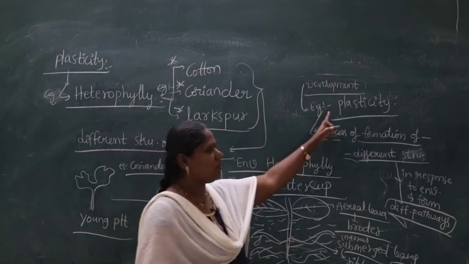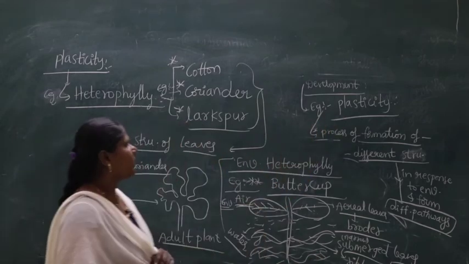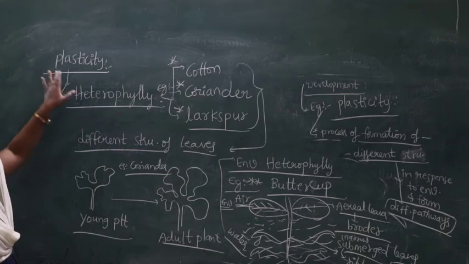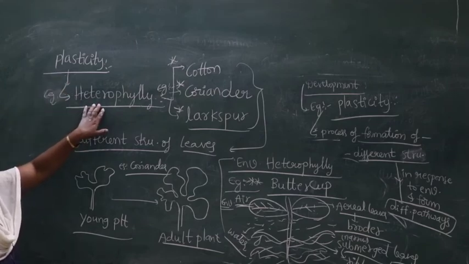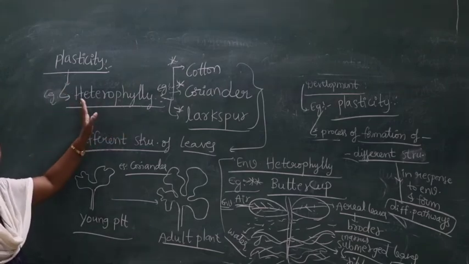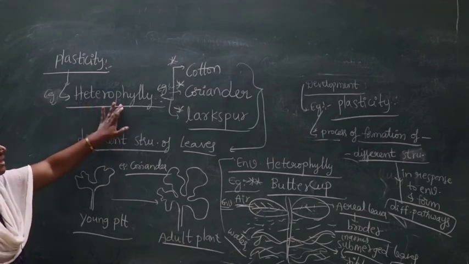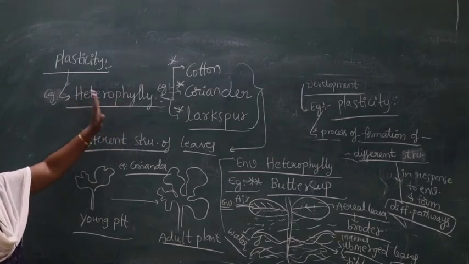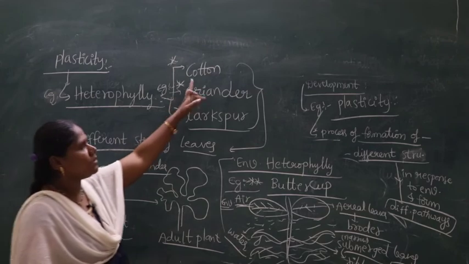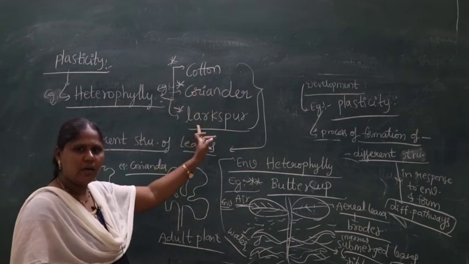That is the definition for what we call plasticity. Now, what is plasticity? One more example of plasticity is heterophylly. Hetero means different structures, phylly means leaf: a different structure of leaves. Where do you find it? You find it in cotton, coriander and larkspur.